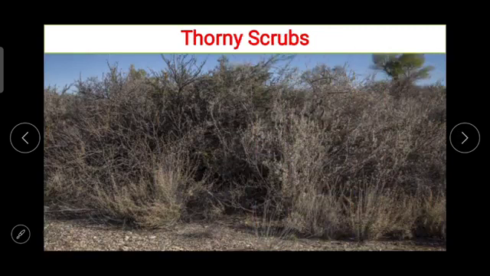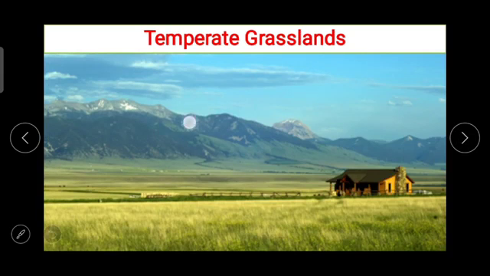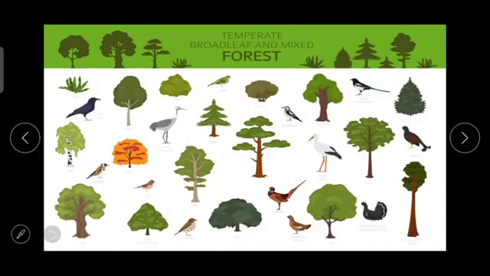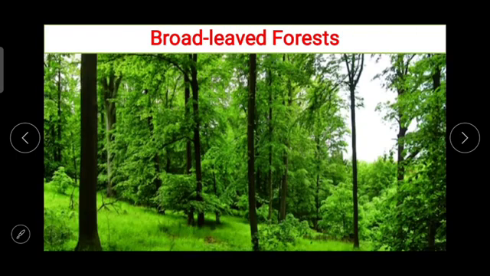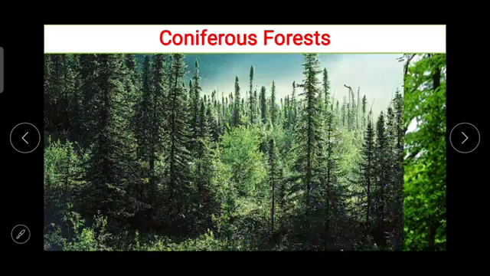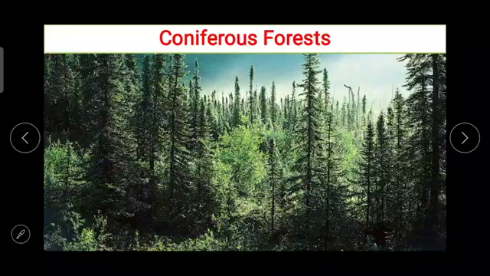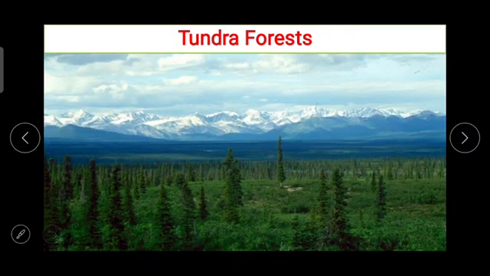Then the next one, thorny scrubs and temperate grasslands at 45 degree. Then next to this is temperate broadleaf and mixed forests at 45 degree. Then next to this, broad-leaved forests. Then the coniferous forests, bearing needle-leaved plants. You can see on the screen. Then the tundra forests at the 90-degree pole.